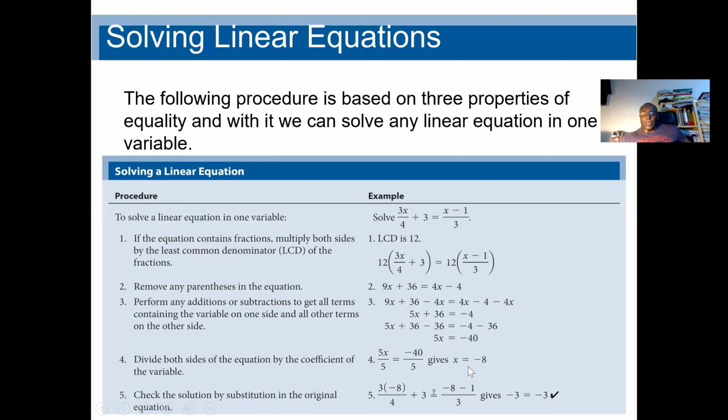We can check our answer by plugging in the value of x anywhere we see x in the expression. A to be here, A to be here. And everything on the left side should be the same as the right side. So we get -3 equal to -3.